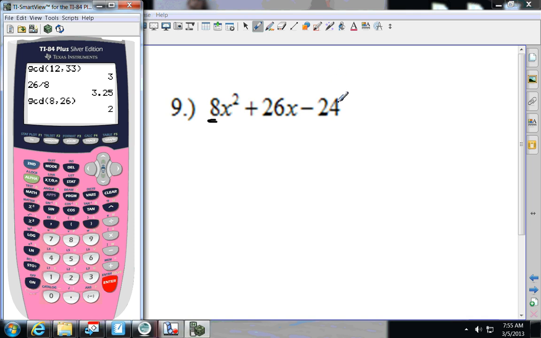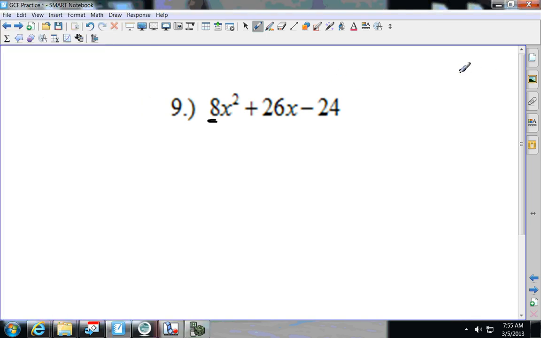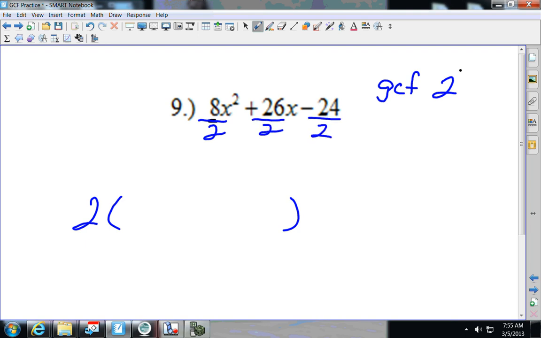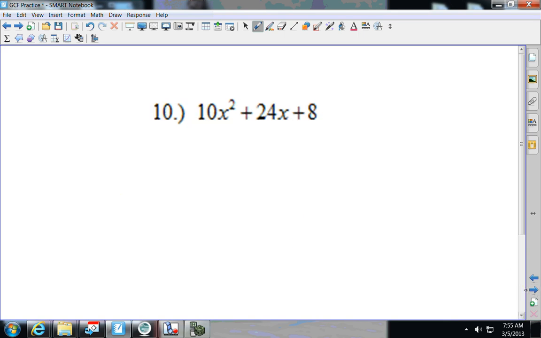Does 2 go into 24? Yes, it does. So your GCF is 2. So I pull out a 2 and I write what's left. I get 4x squared plus 13x minus 12. All right, number 10. There's only 12 of these on here, so we're about done.